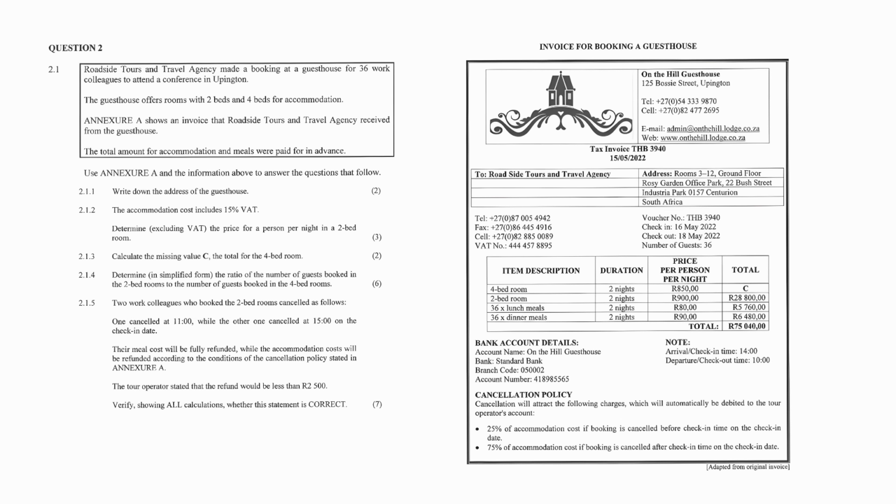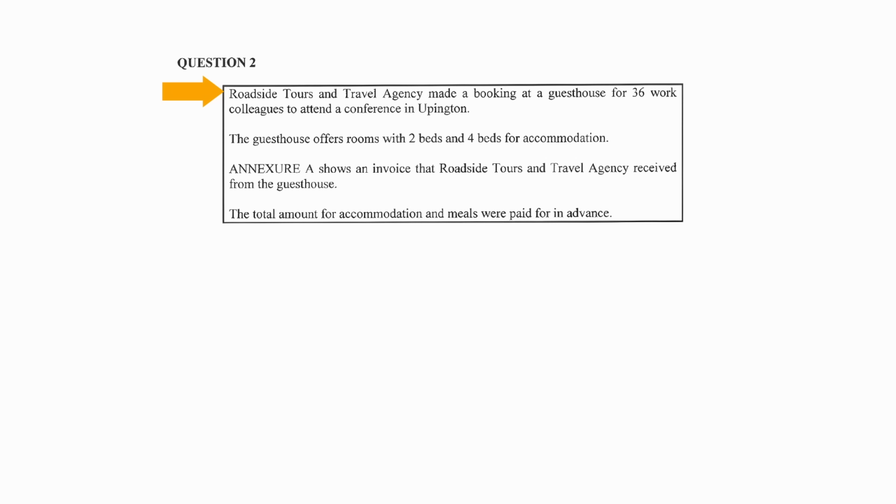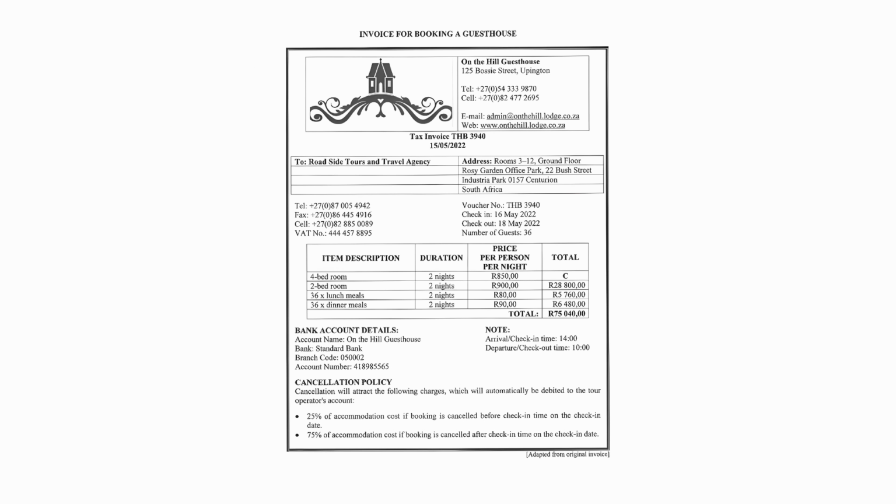Question 2.1 consists of 5 finance questions designed to assess your understanding of invoice calculations. It is stated that Roadside Tours and Travel Agency made a booking at a guest house for 36 work colleagues to attend a conference in Upington. The guest house offers rooms with 2 beds and 4 beds for accommodation. Annexure A shows an invoice that Roadside Tours and Travel Agency received from the guest house. The total amount for accommodation and meals were paid for in advance.